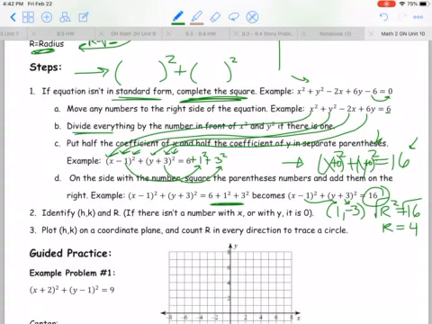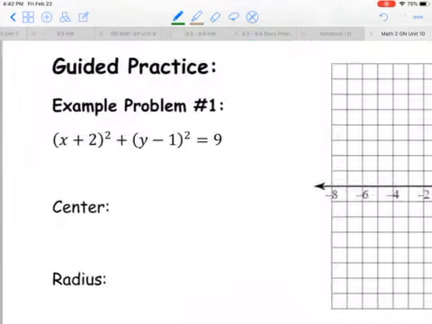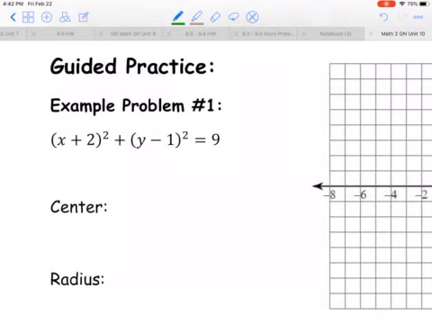Okay, so let's try it. Go ahead and try to find h and k, your center point and your radius, and pause the video when you do it, and then play it when you're ready to check your work.